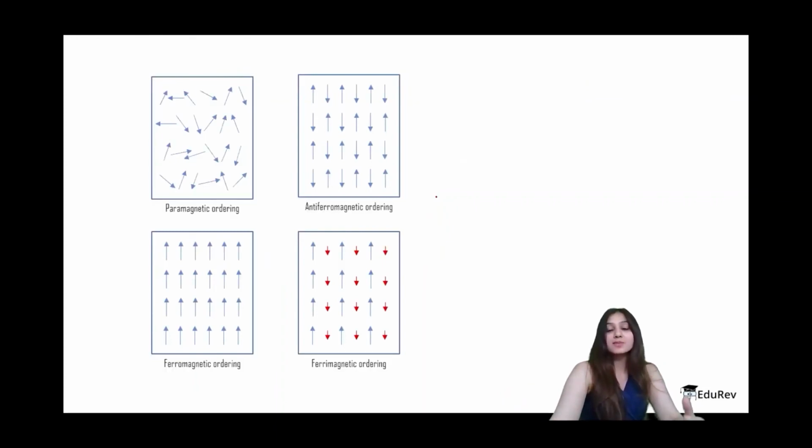Okay, and here we have a small summary of what are paramagnetic, anti-ferromagnetic, ferrimagnetic and ferromagnetic substances, and this is something which is important and we can remember by. So you can just screenshot this slide and keep it with yourself for maybe revision purpose.